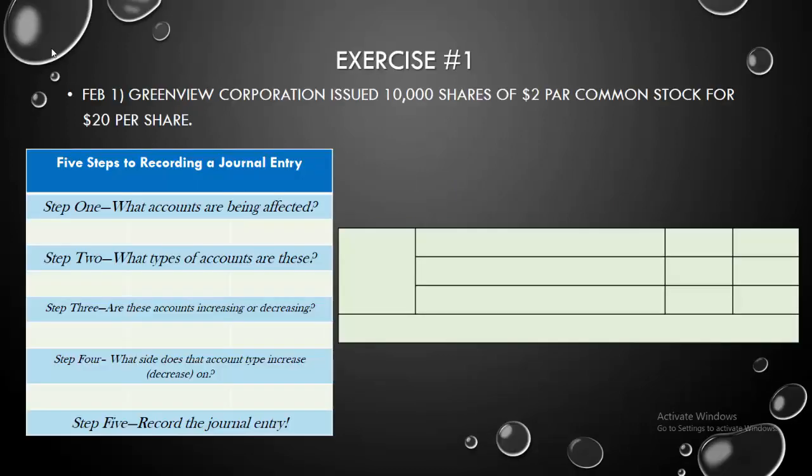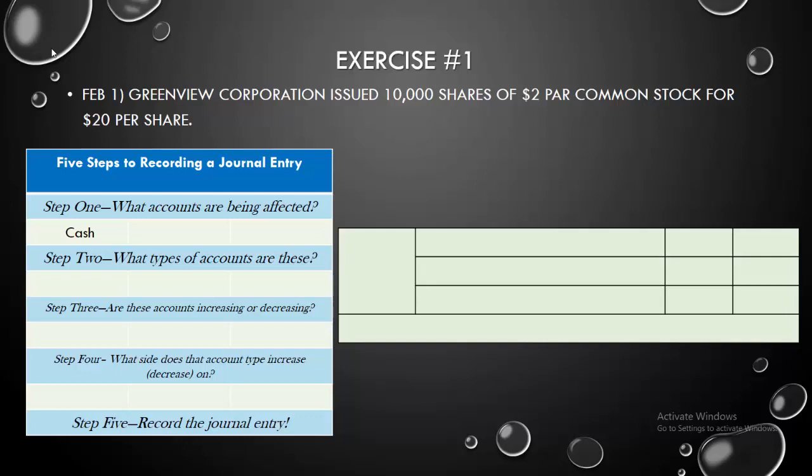In the first journal entry, Greenview Corporation is going to issue 10,000 shares of $2 par common stock, and they're going to do so at a market price of $20 per share. Well, to figure out what journal entry we have to record, we first have to figure out what accounts are going to be affected. Well, if Greenview Corporation is selling stock, they are doing so for the purpose of receiving cash. They're getting funds to expand their business.